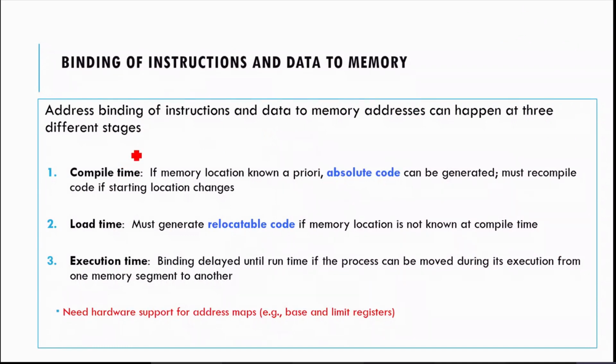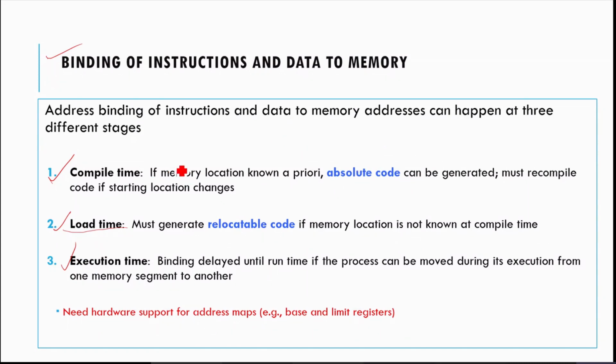So for that we have the binding of instructions and data to memory. How will you bind the instruction addresses, instructions and data to the memory? You can look here, there are 3 types: compile time, load time and execution time, at which we can bind the address. There are 3. We'll try to understand them.